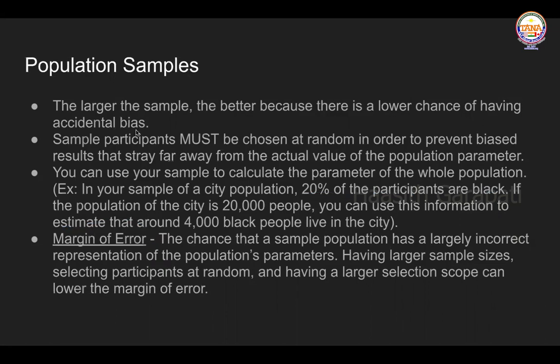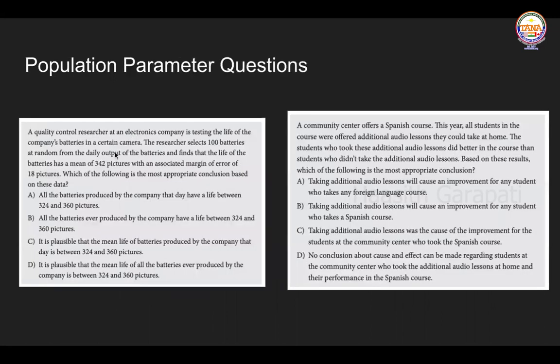Now let's apply this to some actual questions. Let's take a look at the first one. We have a quality control researcher at an electronics company, and they're testing the life of the company's batteries. The researcher selects 100 batteries at random. At random, good, we want it to be random for the best sample. And he's selecting only 100 batteries, so he is creating a sample.